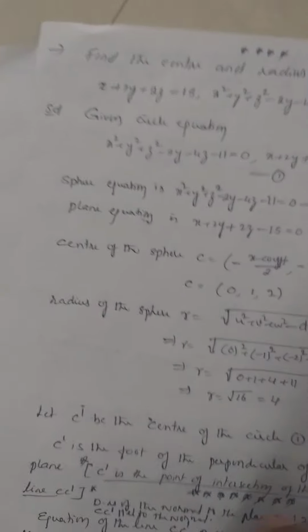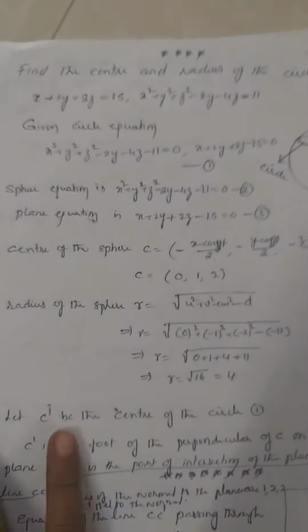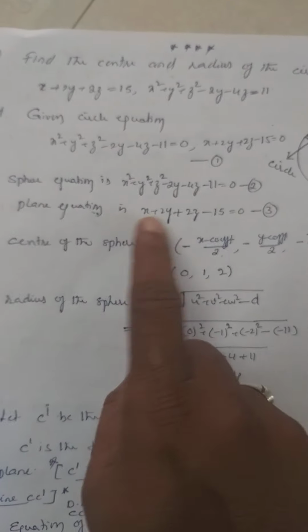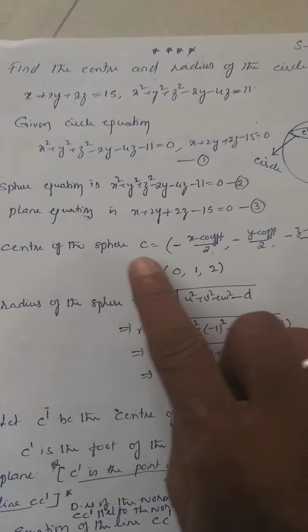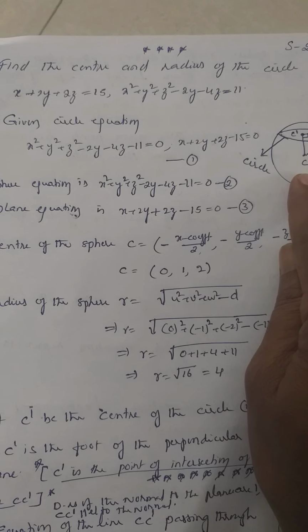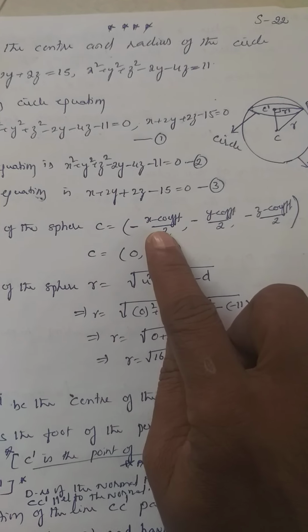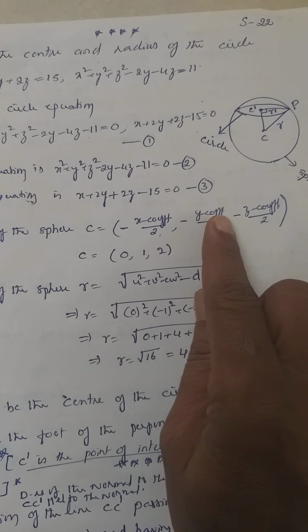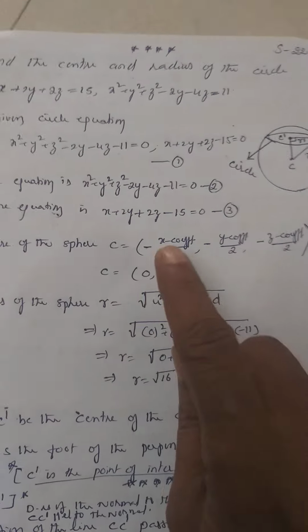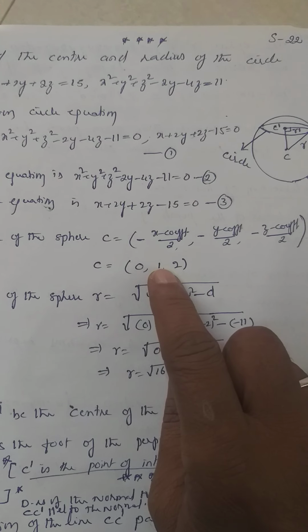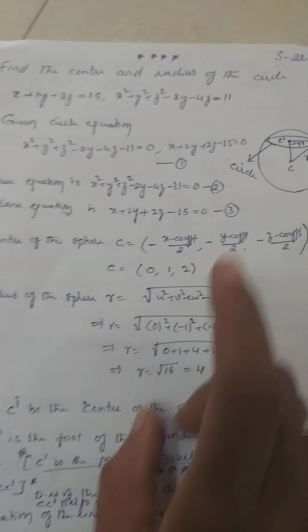Now see, we wrote the sphere equation and the plane equation. Now first of all we are finding the center of the sphere. C we are finding. Center is minus of x coefficient by 2, comma, minus of y coefficient by 2, minus of z coefficient by 2. That means C is equal to (0, 1, 2) using this equation.